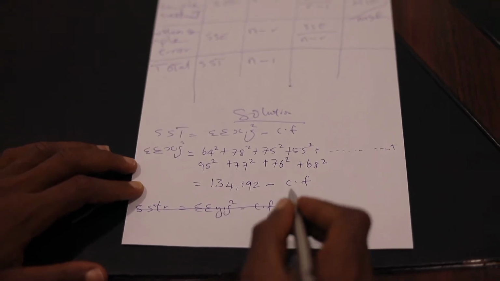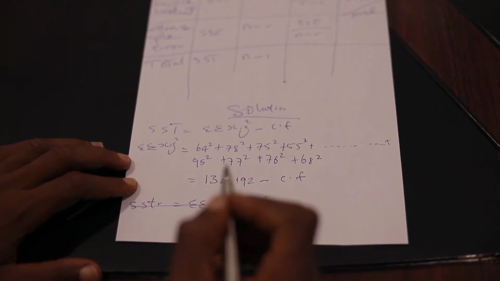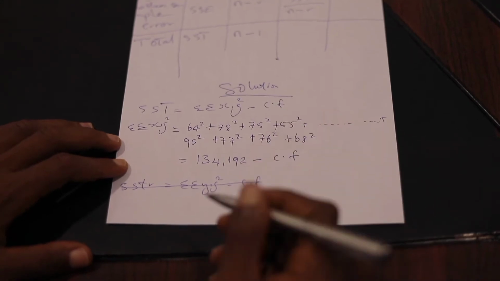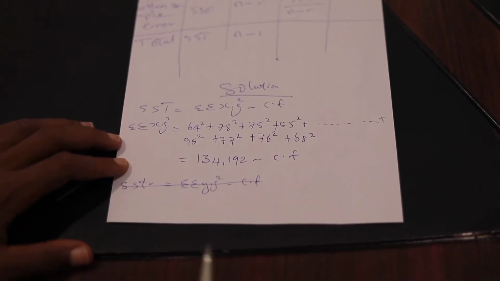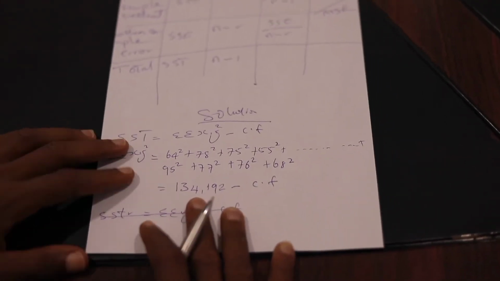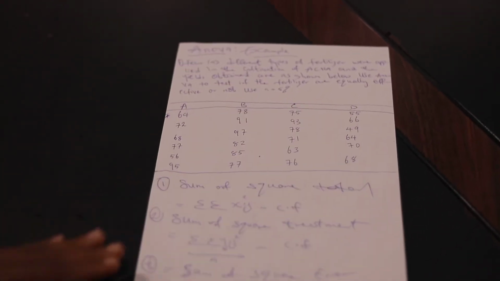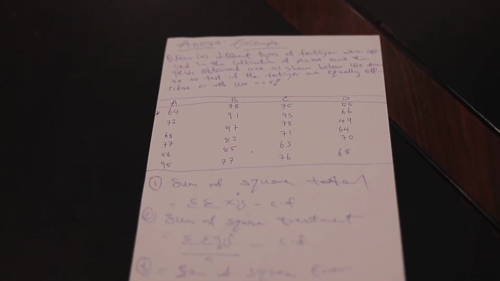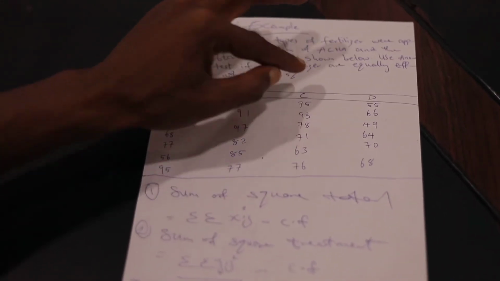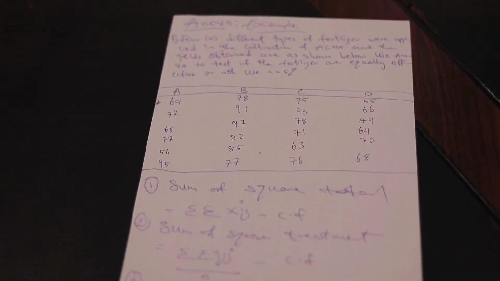Minus the common factor. How to get your common factor now? It is very, very important to know how to get your common factor. Getting your common factor goes like this: the grand total, divided by n. Let's go back and look for our grand total. Now, on this table, getting your grand total requires summing all this up. So let's start summing them one after the other.